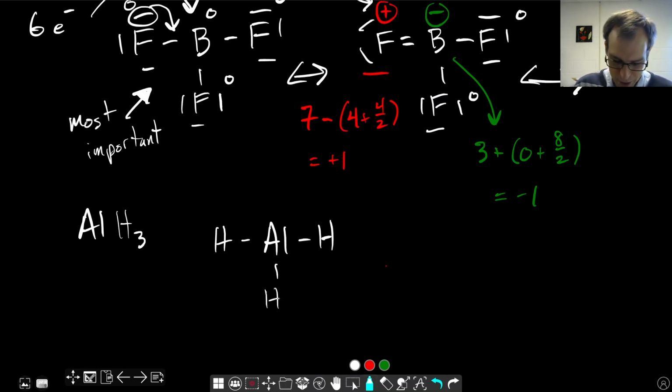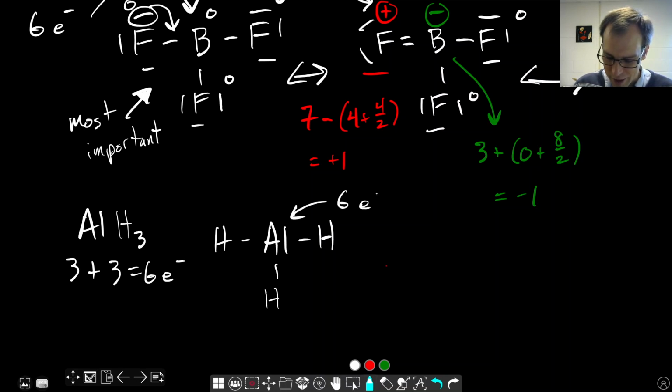There are only 6 electrons because aluminum contributes 3. The 3 hydrogens contribute 3. We get 6 electrons. And in this case, we can't form double bonds because we don't have any lone pairs to work with. So this is a pretty simple example of another structure where aluminum happily forms this molecule. It's not a super stable molecule. It's pretty reactive. But again, aluminum only has 6 electrons here.